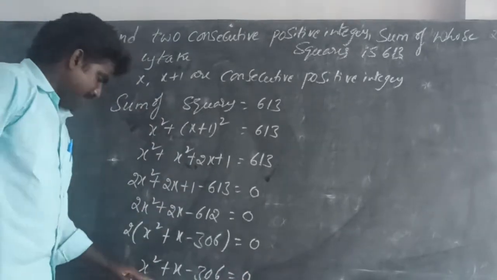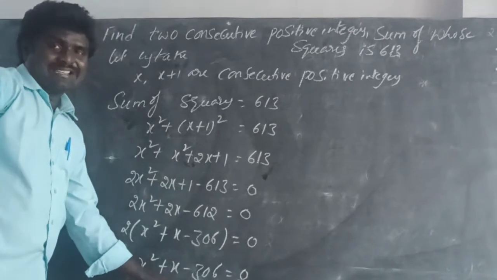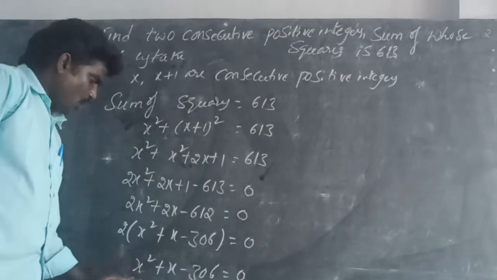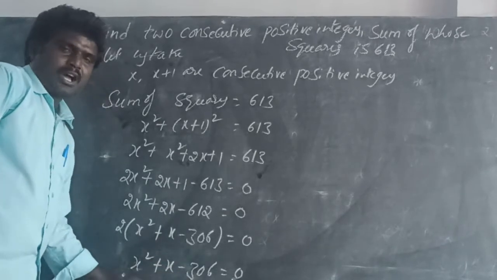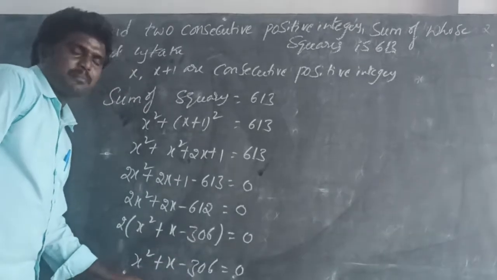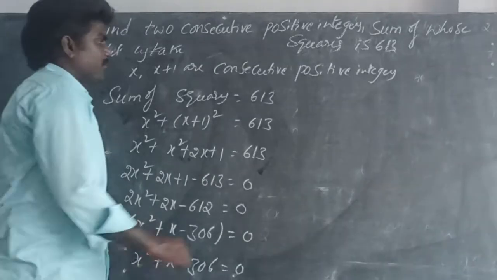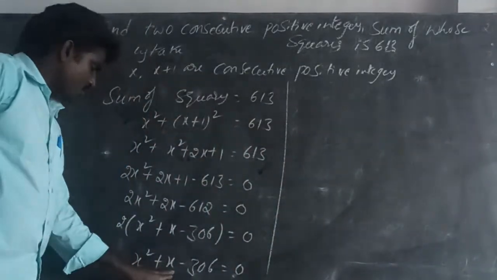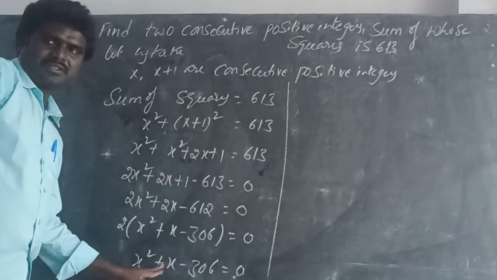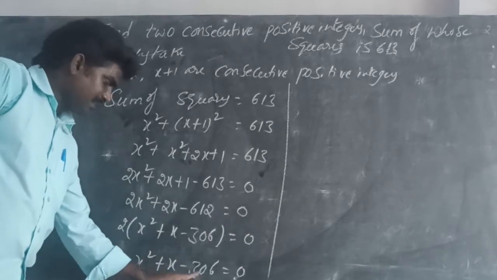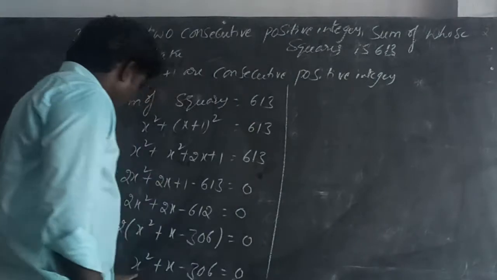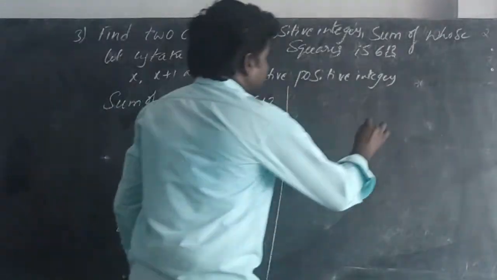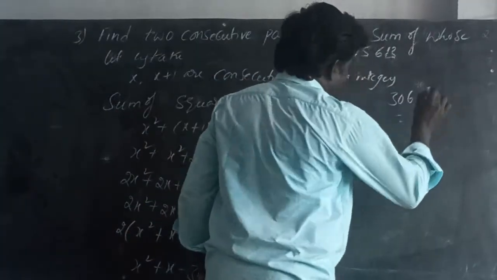Okay, so it is not an algebraic identity expression. So how can we find the factors, the roots, the zeros? By using the factorization method. Here the x square coefficient is 1, so 1 into 306 gives 306. So what are the factors of 306?